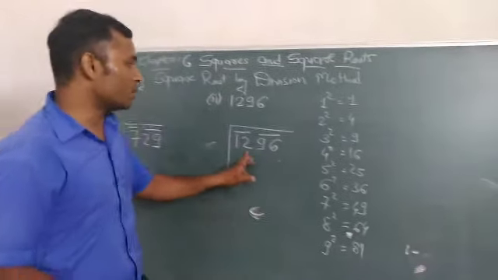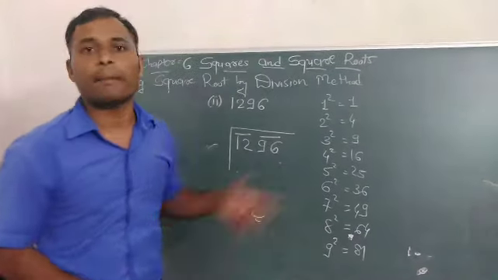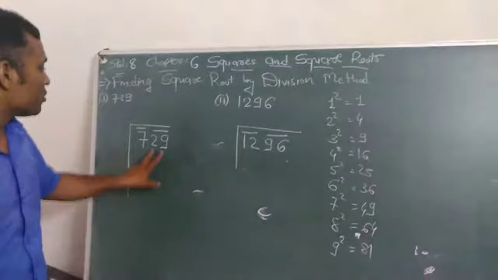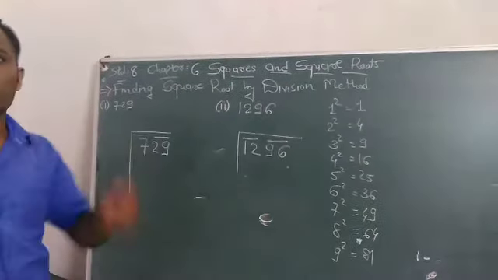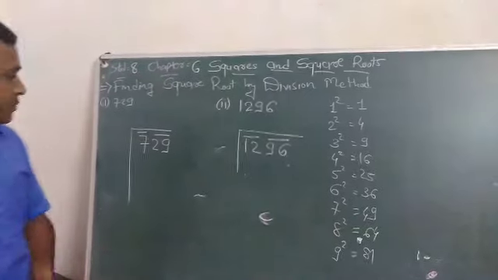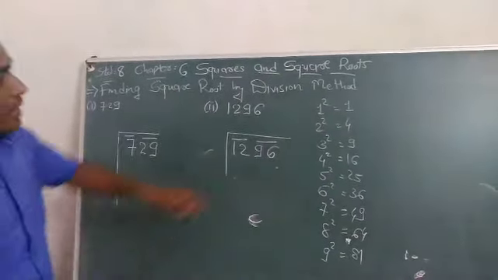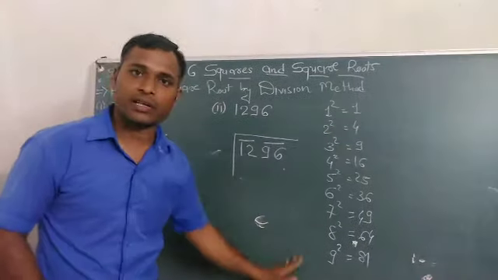Here you can see 1, 2, 3, 4. There are 4 digits, so both are paired. But if you have a 3 digit number, the last 2 digits are a pair and the third digit is single. Okay, simple. Now we have the number here. 1 square is 1, 2 square is 4, 3 square is 9.